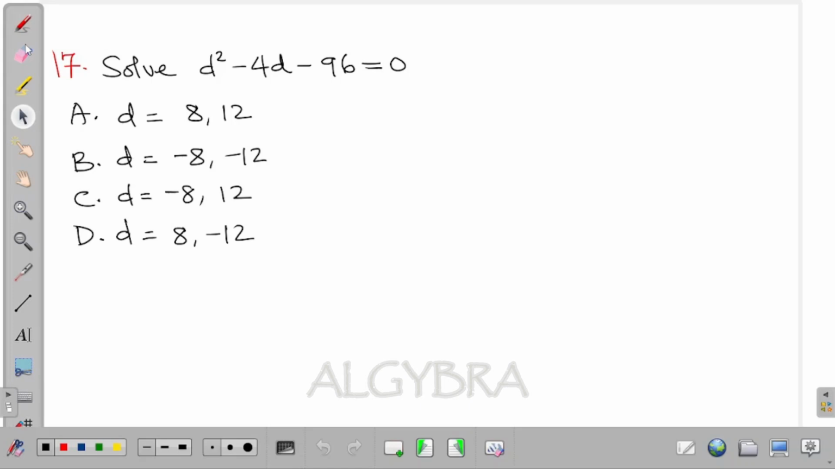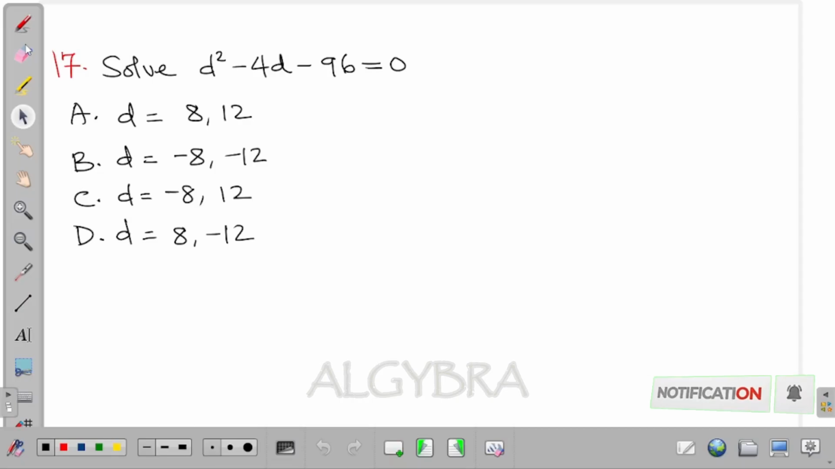So in today's video, we're going to solve question 17 of the WAEC 2025 objective questions. Solve d squared minus 4d minus 96 equals 0. Option A is that d is either 8 or 12. Option B is d is either negative 8 or negative 12. Option C is d is negative 8 or 12. Option D is 8 or negative 12.